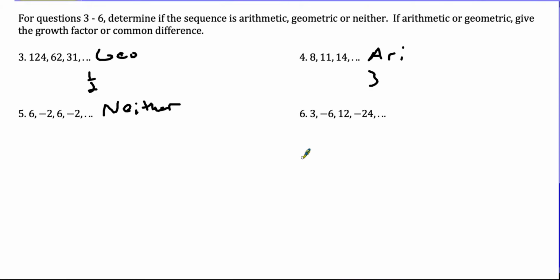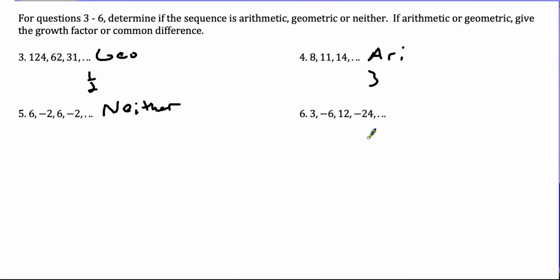For number 6, this one is kind of tricky because we're going positive, negative, positive, negative. I can tell that I'm not adding the same thing each time, right? To go from 3 to -6, that would be adding -9. And then from -6 to 12, I would be adding +18. So definitely not arithmetic.